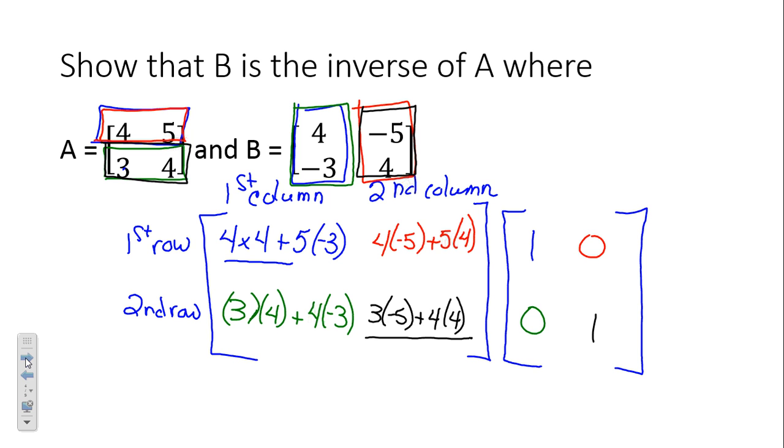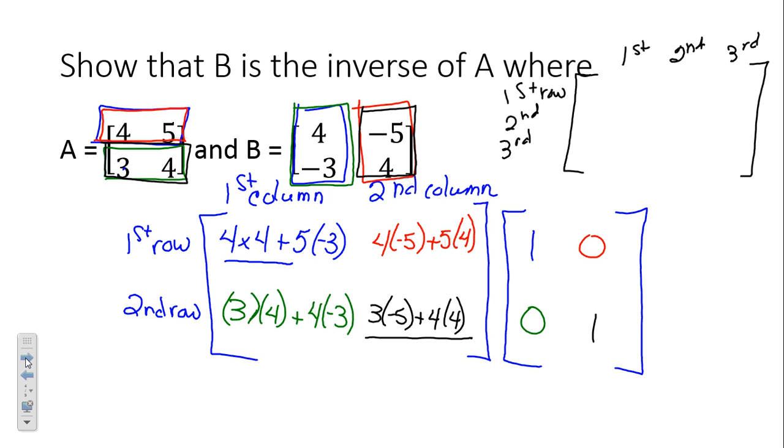Same process, but if you had a 3x3, we have a first row, a second row, and a third row, and a first column, a second column, and a third column. So when you're trying to find the first row times first column, that means you're going to take those three elements in the first row times the three elements in the first column. Multiply, multiply, multiply, add those three products together. Okay? And we'll look at that again. That makes sense, everybody? Okay? All right.